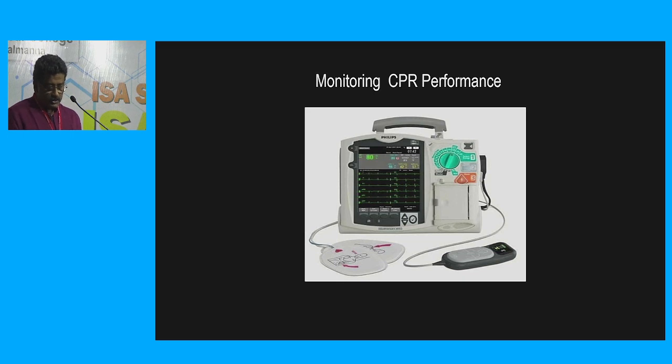Okay, this is what I was asking. Yeah. Okay, that is a feedback device. What you have is feedback on whether you have done it properly or not, whether the depth was okay, whether the rate was okay. So that's a feedback device. It costs around 1 lakh rupees, and you keep it on the patient and do the compressions.